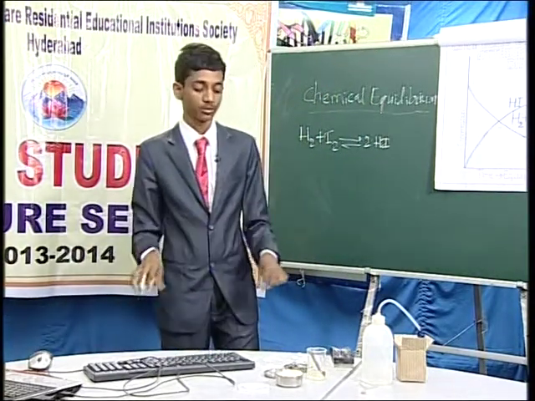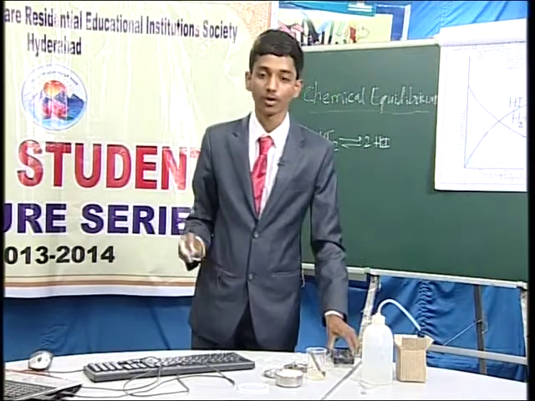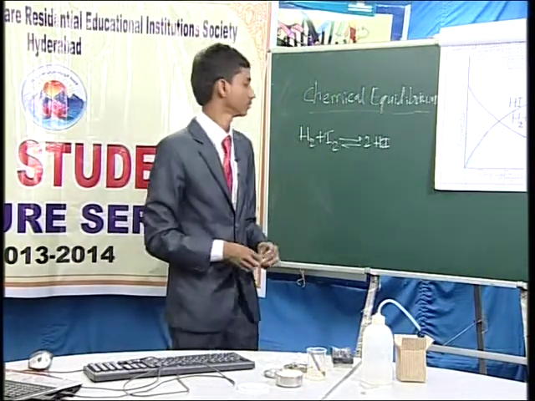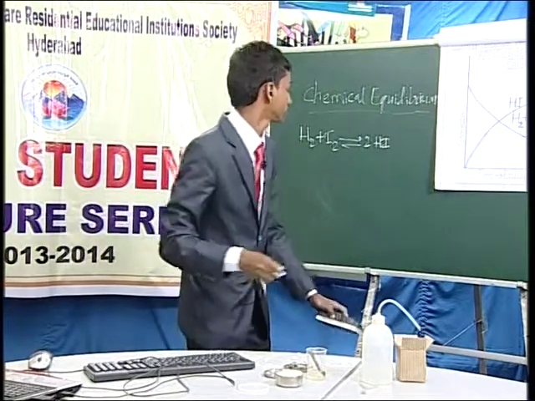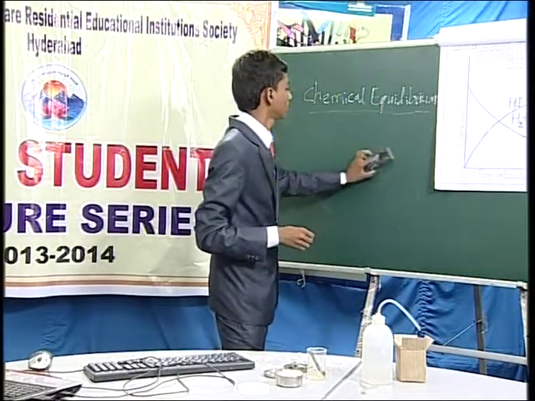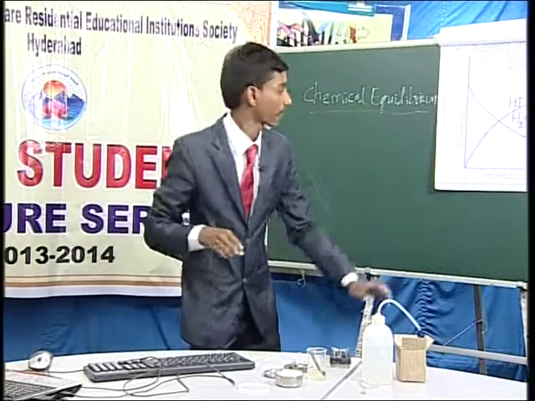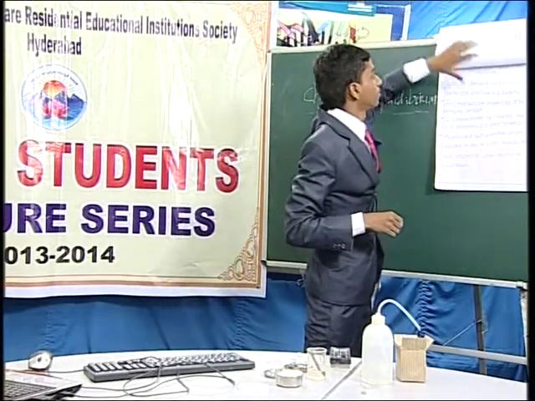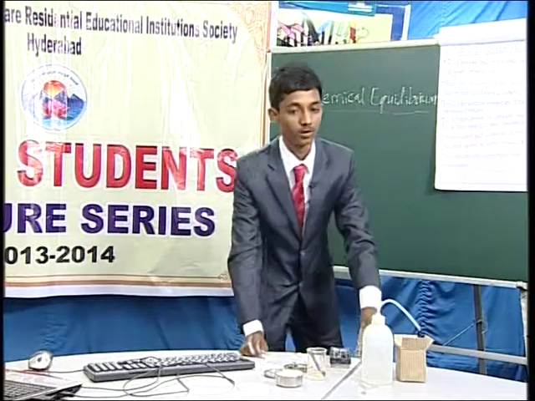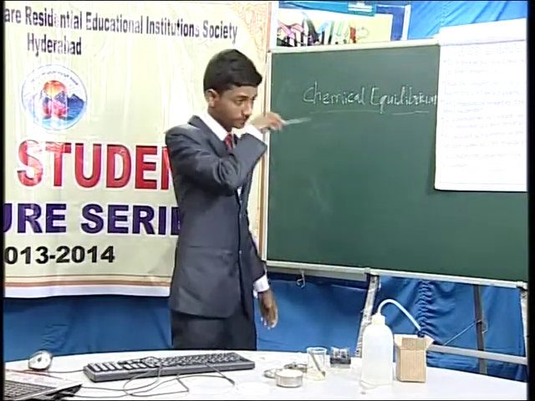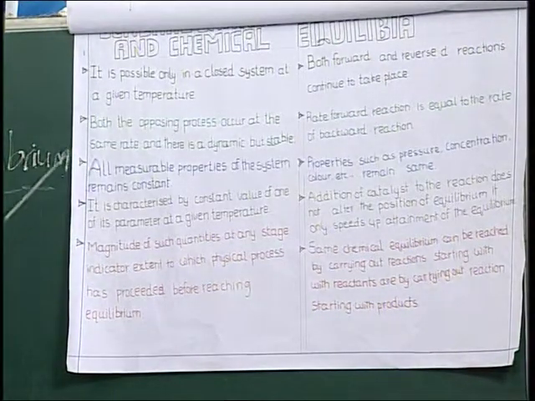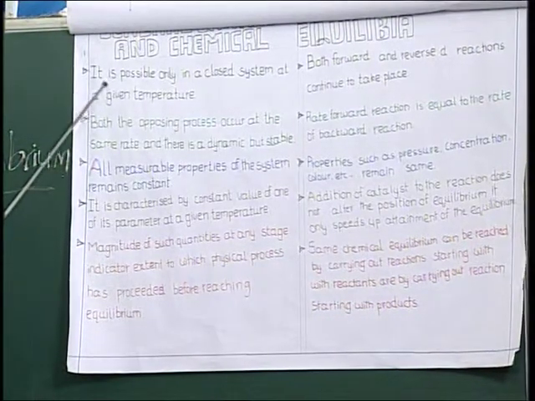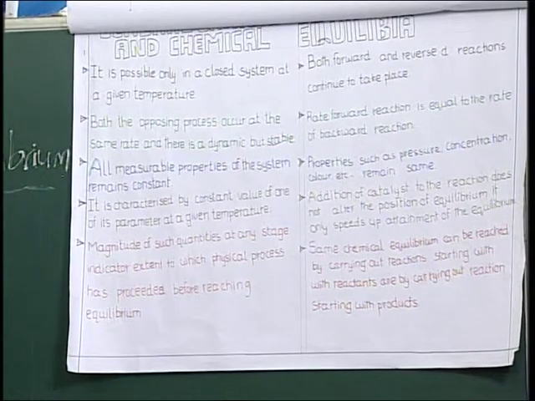And here let us recall what we have learned, and now we are going to discuss and see the general characteristics of physical and chemical equilibrium. General characteristics of physical and chemical equilibrium. Firstly, let us discuss physical equilibrium.